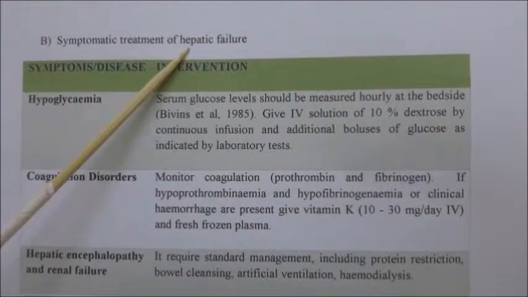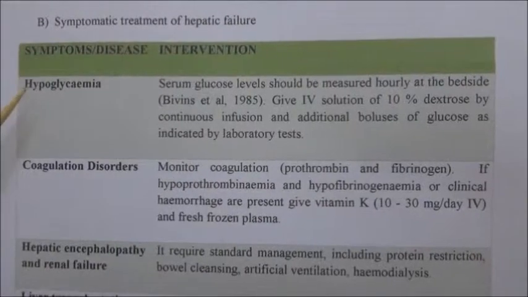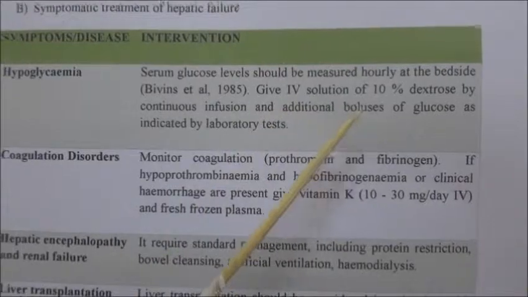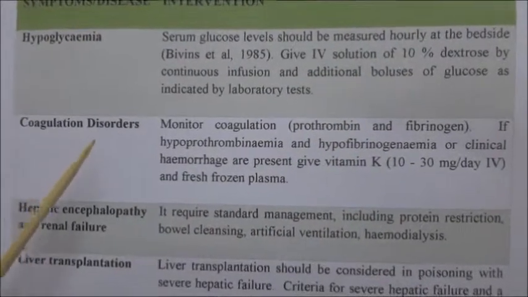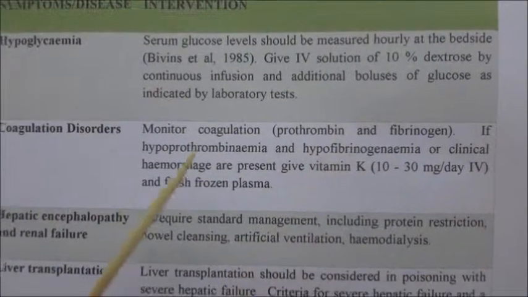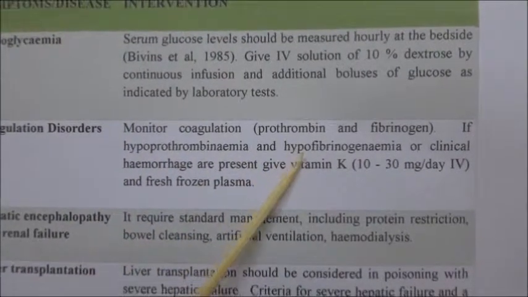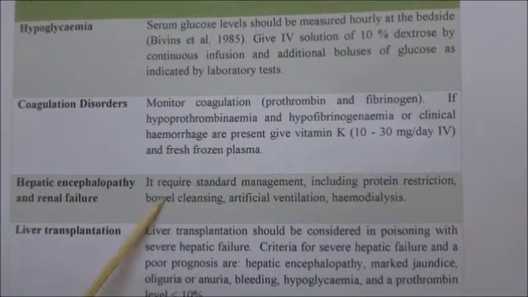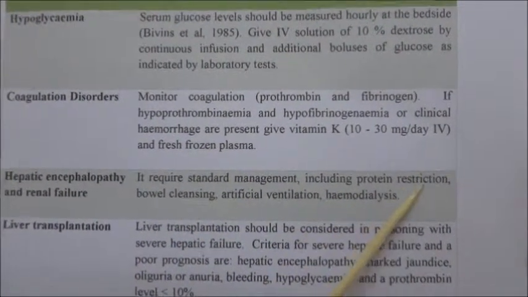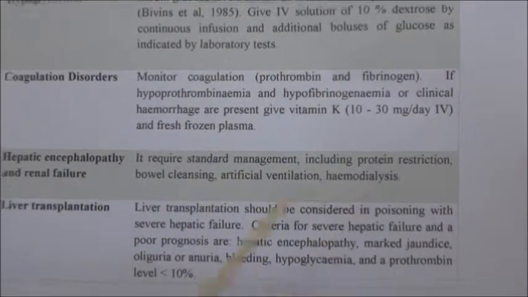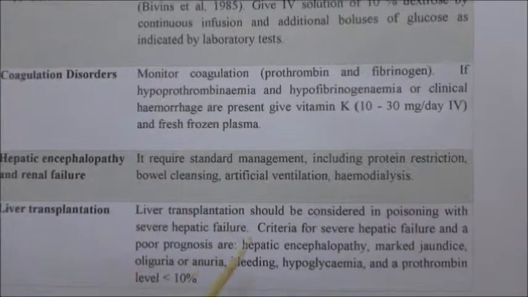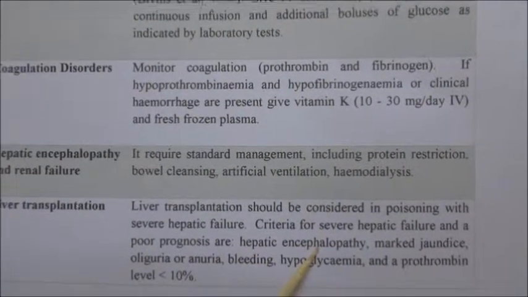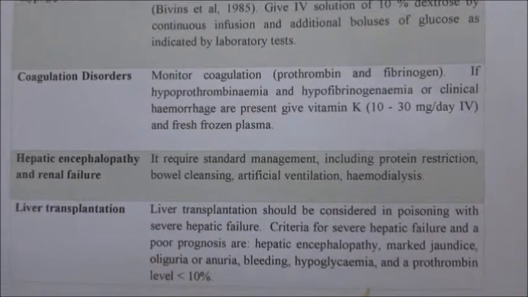For symptomatic treatment of hepatic failure, we need to monitor the symptoms of hypoglycemia by giving IV solution of 10% dextrose and additional bolus of glucose. For coagulation disorders, we need to give vitamin K if there is hypoprothrombinemia and also hypofibrinogenemia. For hepatic encephalopathy and renal failure, we need to do standard management, including protein restriction, bowel cleansing, and so on. For liver transplantation, we need to consider the criteria for severe hepatic failure, and poor prognosis criteria are hepatic encephalopathy, marked jaundice, oliguria, and others.